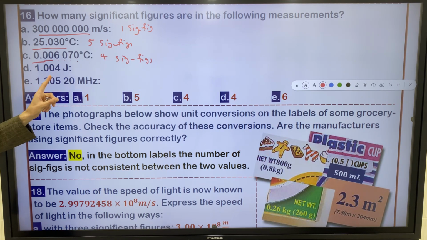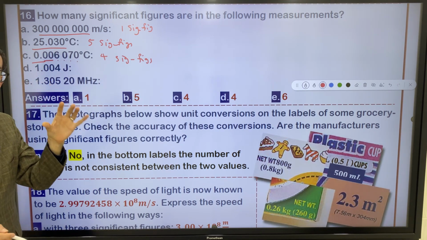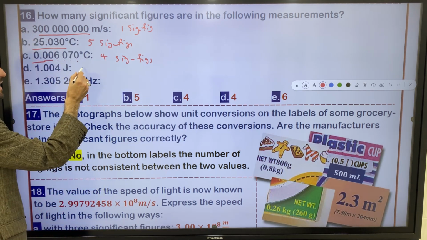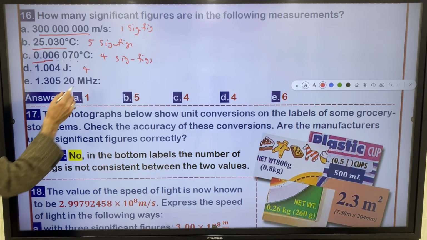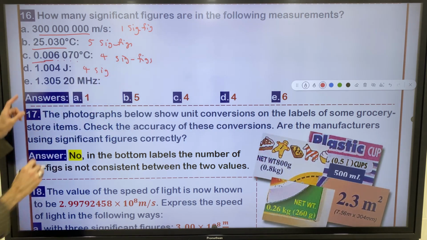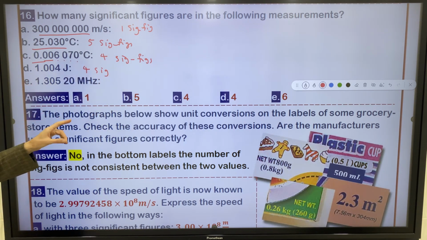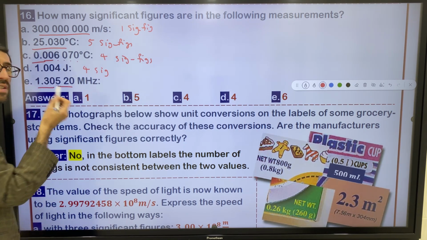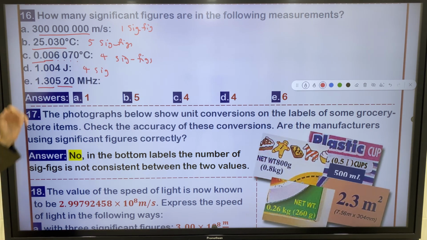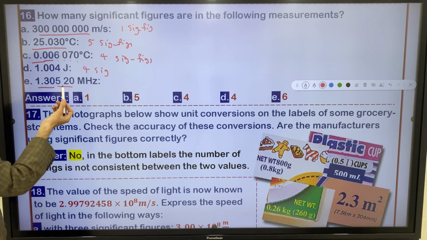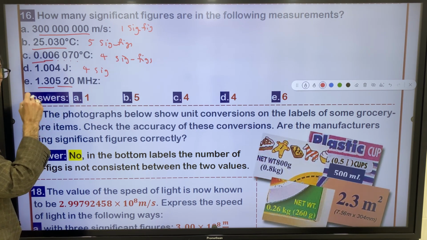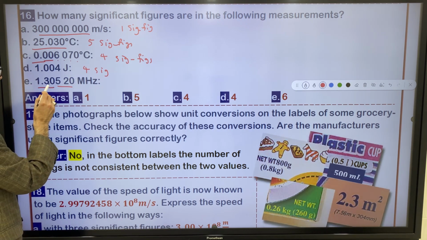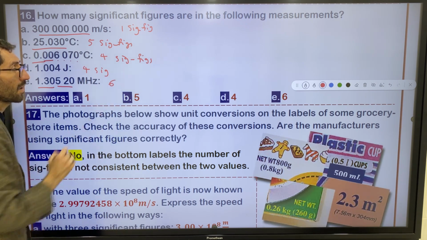What do you say about this one? D, 1.004. 2 zeros sandwiched between 1 and 4. That's why they are all considered significant figures. So we have 4 sigfigs. And the last one, 1.3050. Actually, you have to count the zeros and non-zeros because here we don't have a leading zero. Here, trailing zero and middle zero are significant in decimal fractions. That's why 1, 2, 3, 4, 5, 6 significant figures are there.